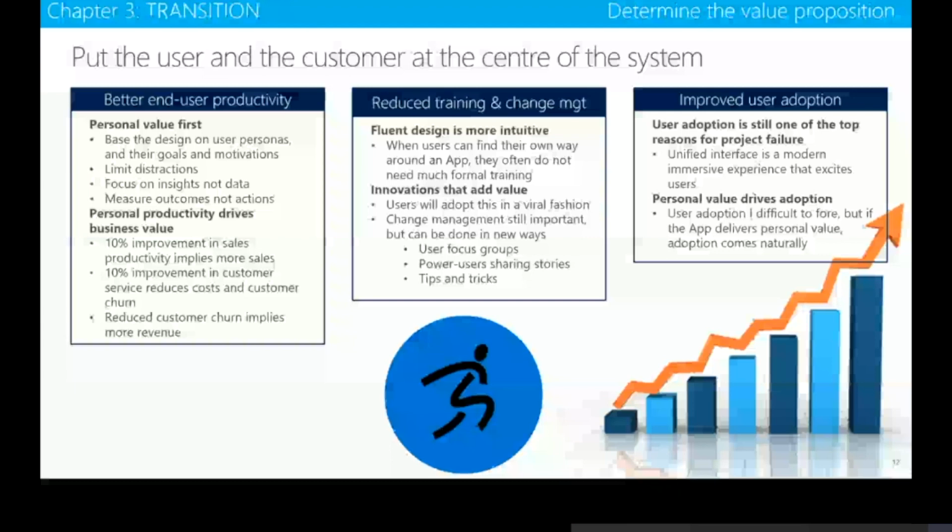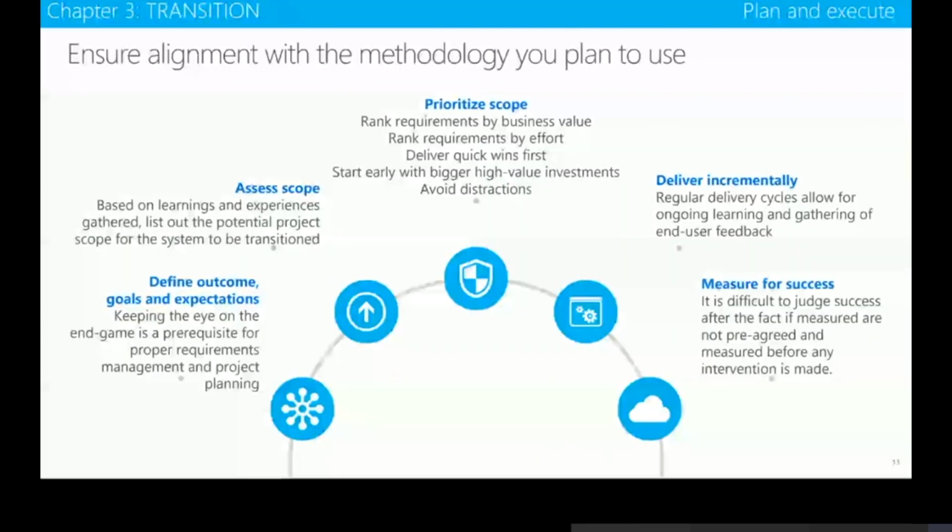Right, now planning and executing the transition, just a few guidelines. Define your outcome, goals, and expectations. If you don't know what the end game is, you reduce the odds of arriving there with success. Assess really the scope and then prioritize the scope. I like to rank requirements by business value. I like to rank requirements by effort. And I'd like to deliver some quick wins first and start early with the bigger high value investments, but get some quick wins out there. And then avoid distractions, focus on the key stuff.